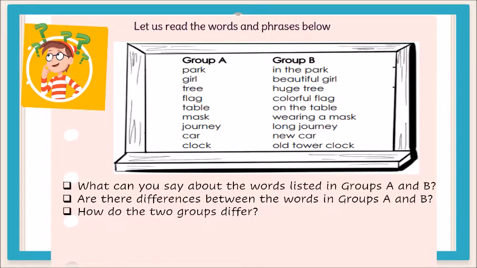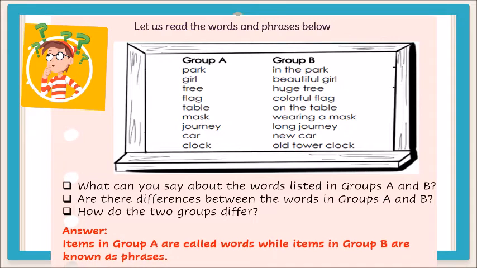What can you say about the words listed in groups A and B? Are there differences between the words in groups A and B? How do the two groups differ? Items in Group A are called words, while items in Group B are known as phrases.